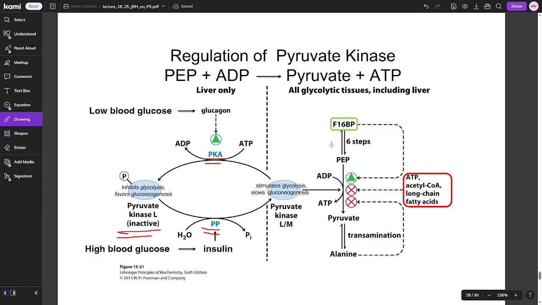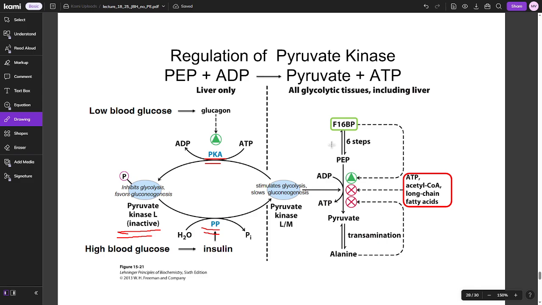Long chain fatty acids are basically just a bunch of acetyl-CoAs combined together, right? So if you can imagine, if we just have a bunch of acetyl-CoAs, it's going to inhibit the formation of more pyruvate, since it's like feedback inhibition, right? And then alanine is actually just a transamination reaction of pyruvate.